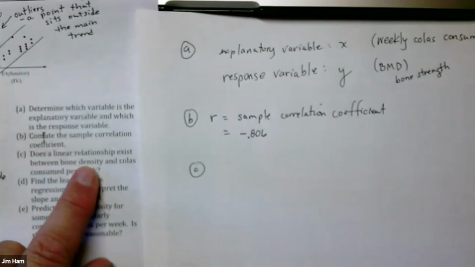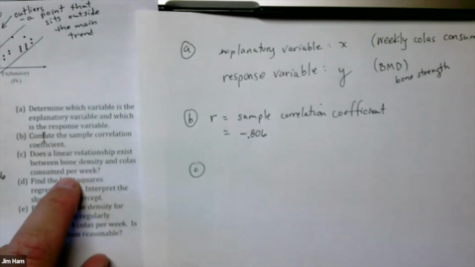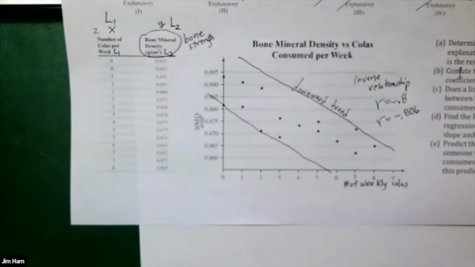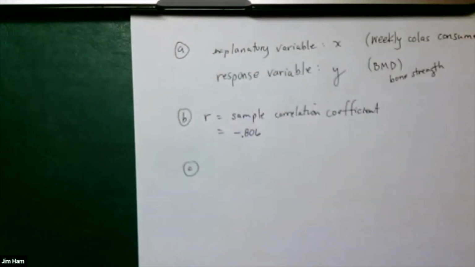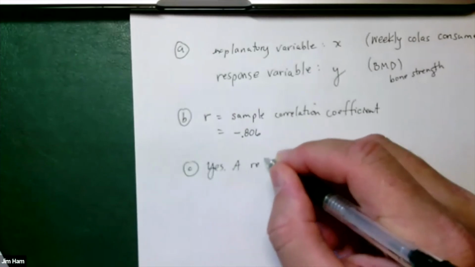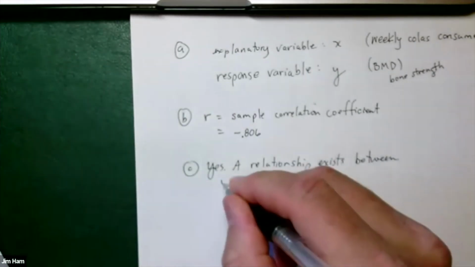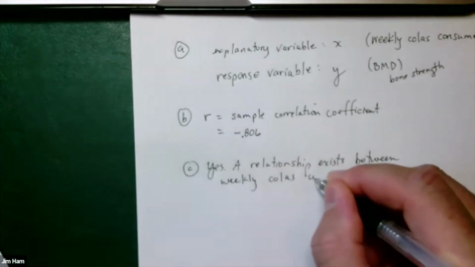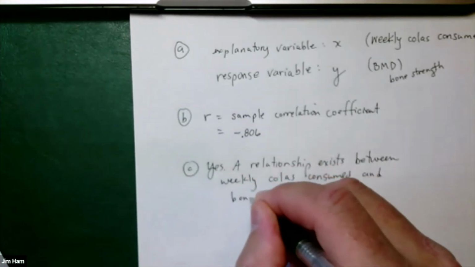Does a linear relationship exist between bone density and colas consumed? So you go to your scatter plot, and is there a relationship? And I think we've already established when the correlation coefficient is as high as 0.8 or negative 0.8, then there definitely is a relationship. Yes, a relationship exists between weekly colas consumed and bone mineral density.